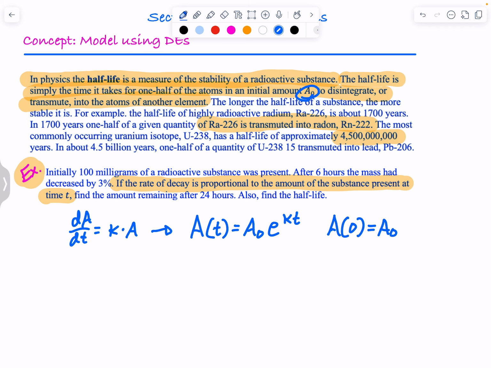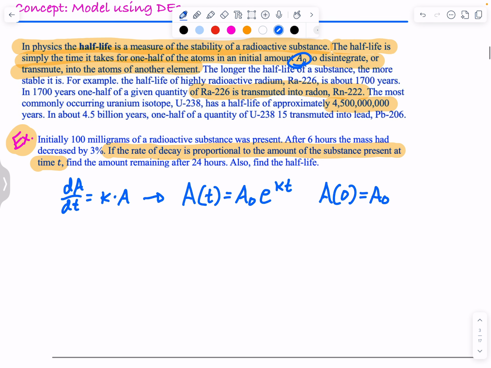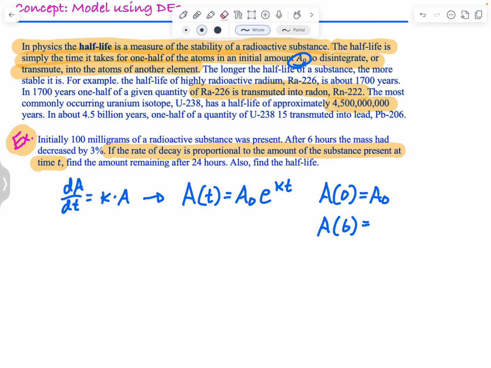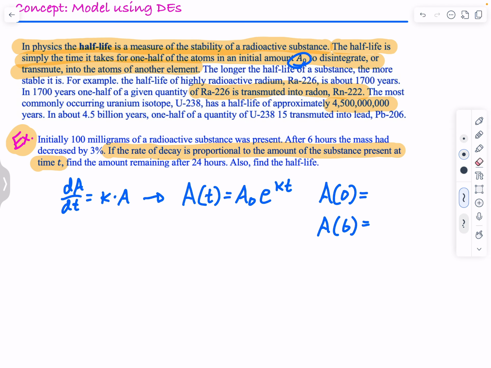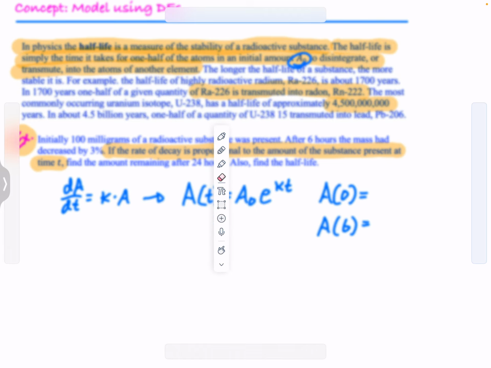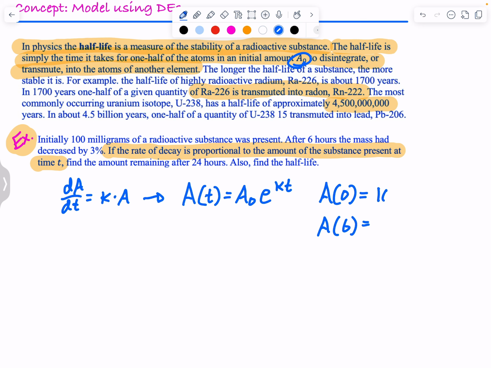All right. They also gave us a few things here that we're going to use. We have an amount, did they give us 100 milligrams? Okay, so we can go ahead and replace this A naught. They told us the initial amount is 100, and then it says after 6 hours it only decreased by 3%, so this is nice, they gave us 100, so that's 97.